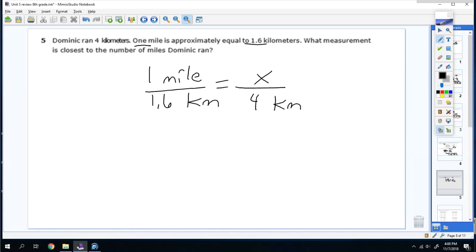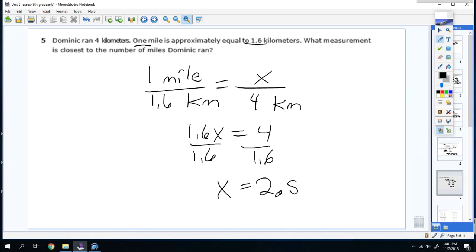And that's the reason why you label your numbers. So now we just got to cross multiply. So you get 1.6x is equal to 4. So you divide by 1.6 to both sides. And 4 divided by 1.6 is 2.5. So he ran 2.5 miles.